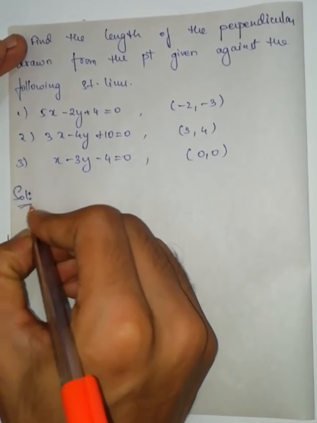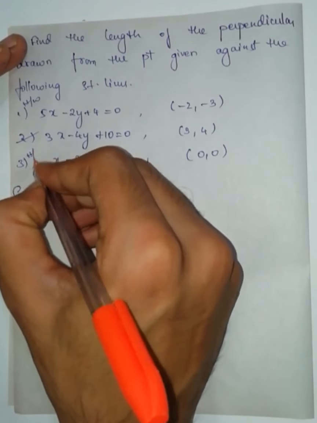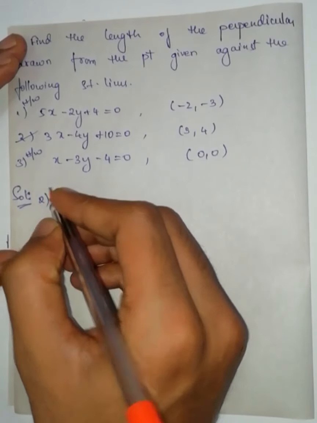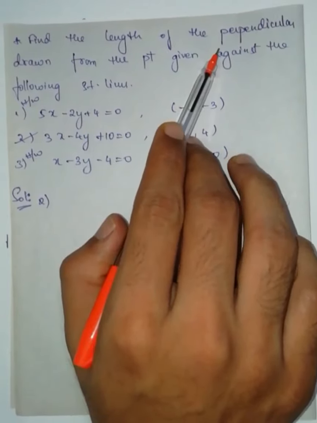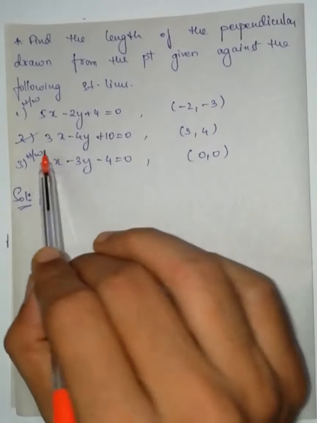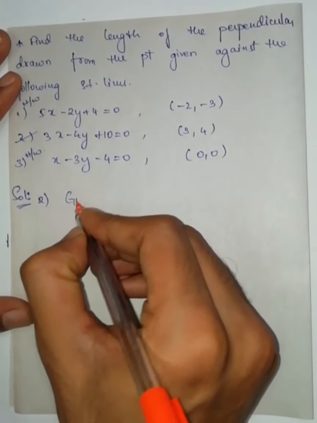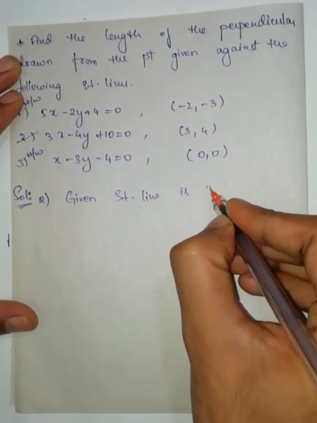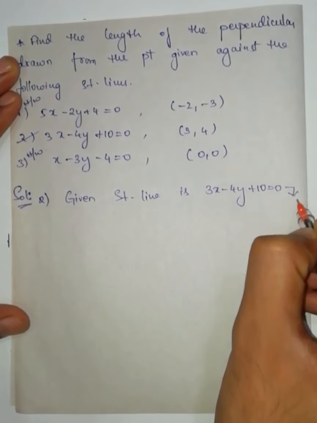Solution. I am going to solve the second one and the remaining two will be the homework, first one and the third one. Let us solve the second one. What is the question? We have to find the length of the perpendicular drawn from the point which is given here against the following straight line. Given straight line is 3x minus 4y plus 10 is equal to 0. Equation number 1.